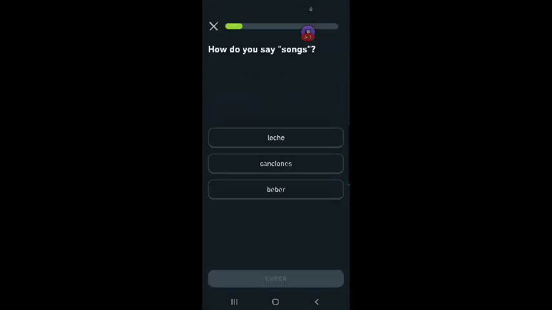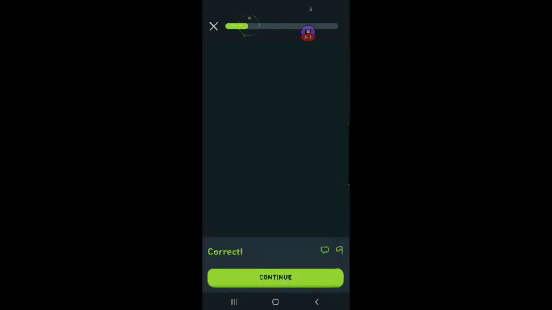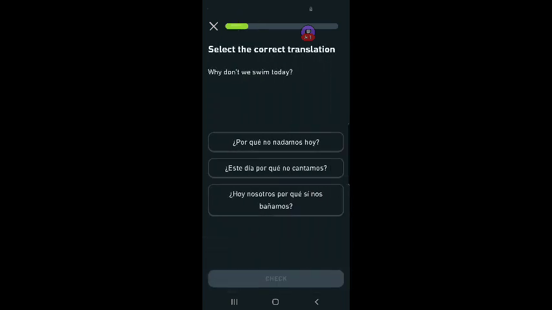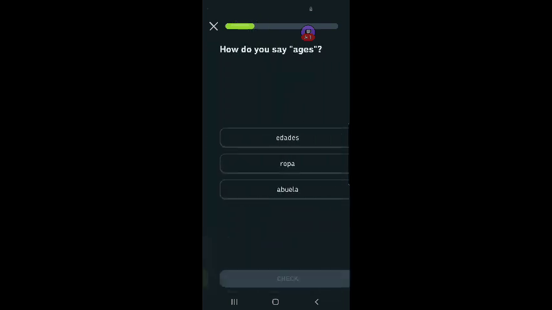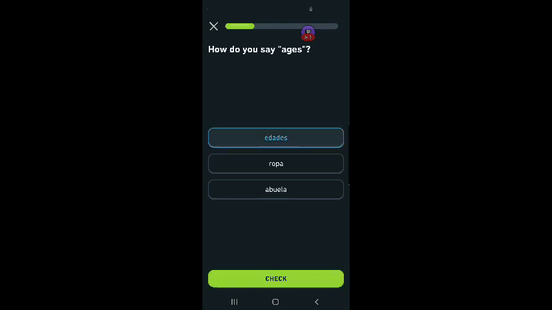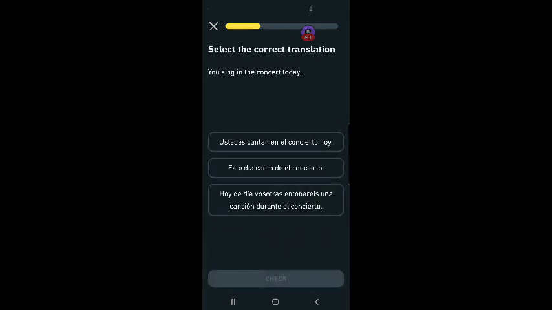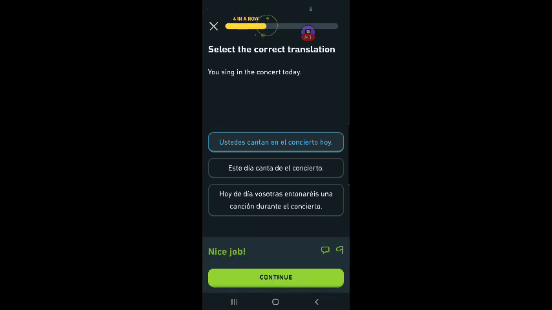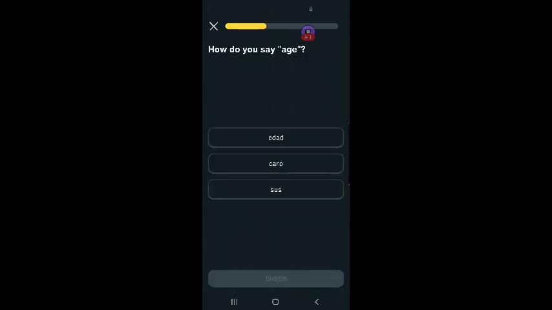How do you say songs? Canciones. Why don't we swim today? ¿Por qué no nadamos hoy? How do you say ages? Edades. Because ropa is clothes and abuela is grandmother. You sing in the concert today. Ustedes cantan en el concierto hoy. How do you say age? Edad.